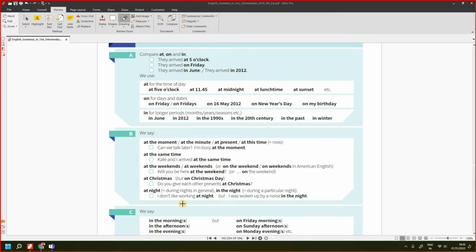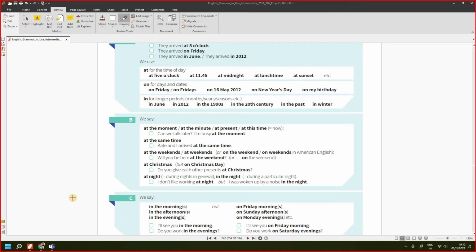Okay, but in the night is also possible, they have given here. In the night is also possible. That means during a particular night.